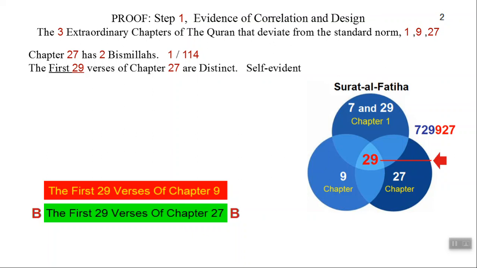In chapter 27, the first 29 verses are unique and distinct because the first 29 verses are between the ordinary Bismillah of the chapter, that's in its beginning, and the verse of the extraordinary Bismillah, and this is self-evident.